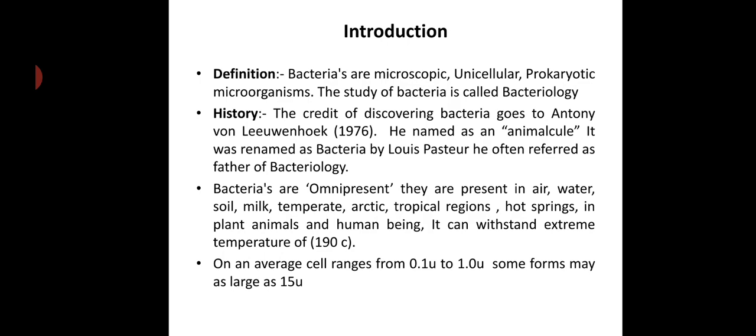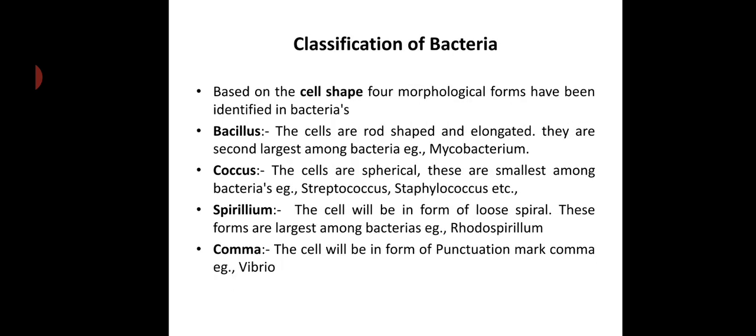So bacteria are omnipresent. They are present in air, water, soil, milk, temperate, Arctic, tropical regions, in the hot springs, in the plants and animals, and even in human beings. And they can withstand extreme temperatures of 190 degrees centigrade. On an average, the cells of bacteria range from 0.1 micron to 1 micron, and some forms may be as large as 15 microns.